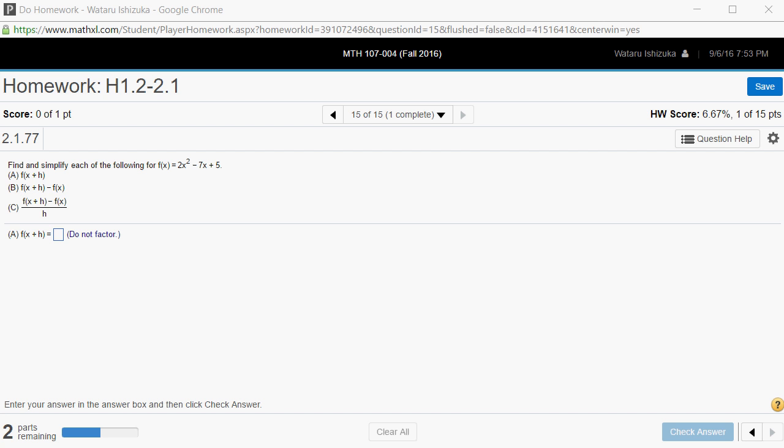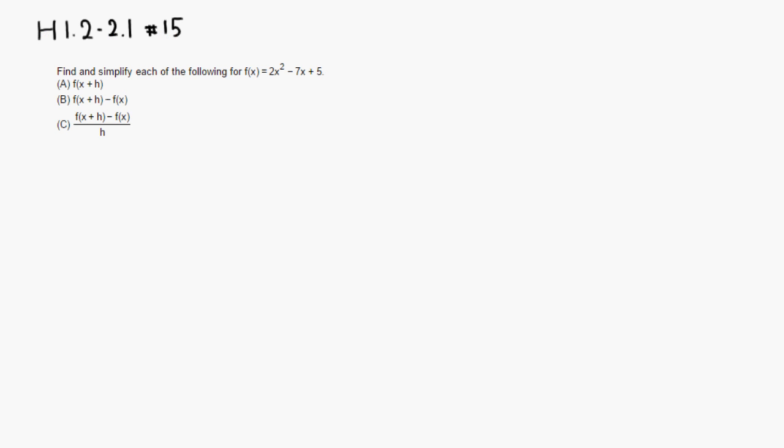Right, let's look at the homework, 1.2-2.1, problem number 15. Alright, so given this function f of x equals 2x squared minus 7x minus 5, we want to find the following expressions. Alright, so let's do that.